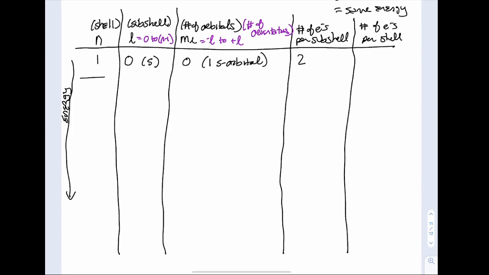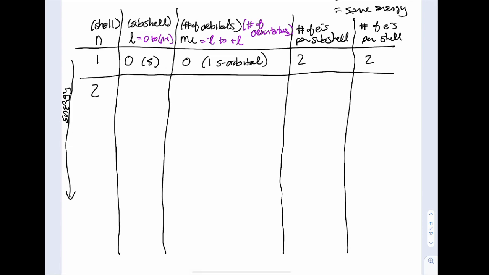And that's it for the first shell, right? There's only one value for L, so only one set for M sub L, just 2 electrons, which means I only have 2 electrons possible in that first shell. My reason for that is that L is only equal to 0. M sub L is only equal to 0, so I only have one orientation. Pauli exclusion principle, I can only put 2 electrons in it.